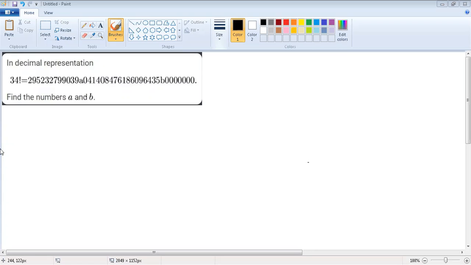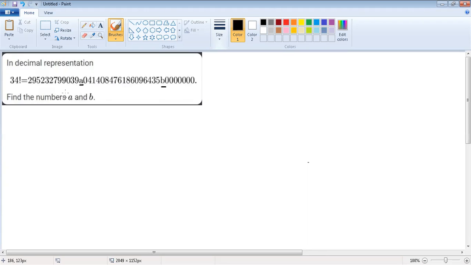So let's begin. Now this question is in decimal representation. 34 factorial equals this value. We need to find the numbers a and b. In case you can't see, here the number is a, the number is b. So I want you all to first pause this video and give this problem a try, and when you're done, keep watching for the solution.